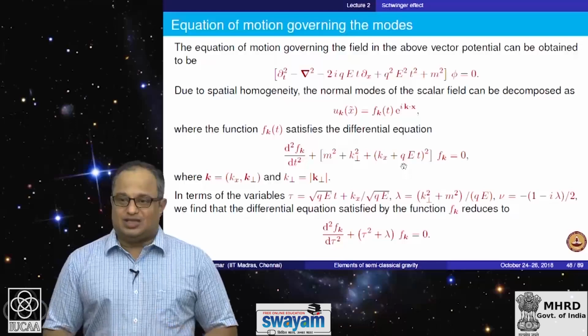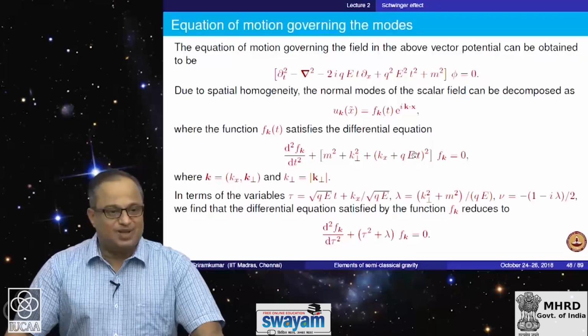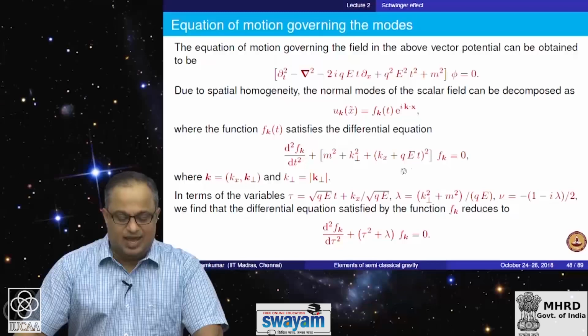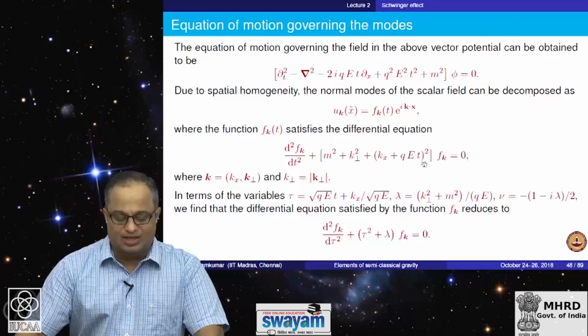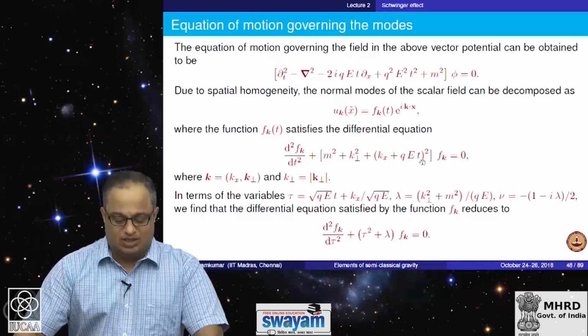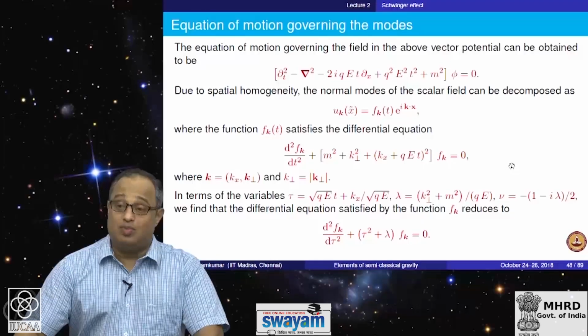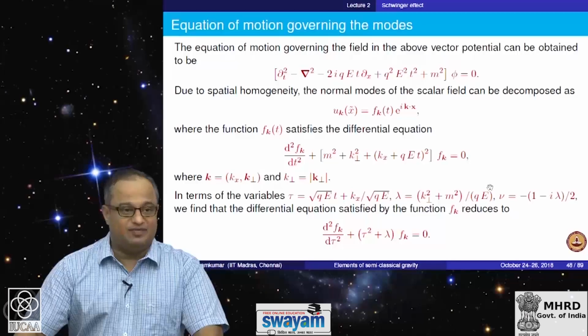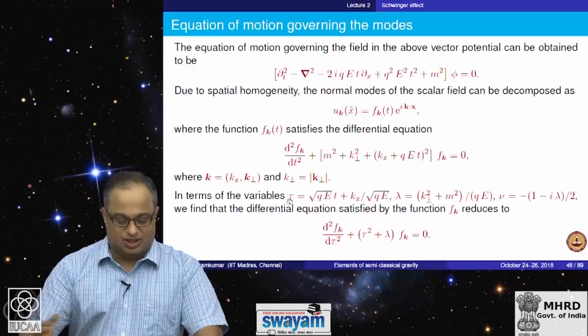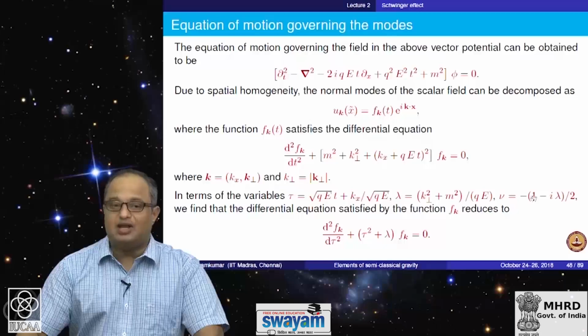It is not difficult to guess what the structure of the solutions to this differential equation would be. Notice, let us say I take m squared and k squared to the right hand side and introduce a minus sign all over. Then what will I have? I will have minus d²f/dt² minus (k_x plus qEt) whole squared, f, equal to plus (m squared plus k perpendicular squared) f. Or you can equivalently consider, with these new variables, tau is just a displaced time coordinate, and lambda and nu have been conveniently chosen.